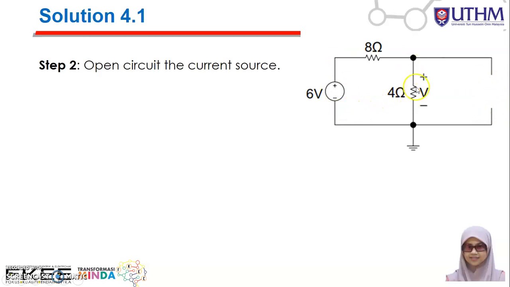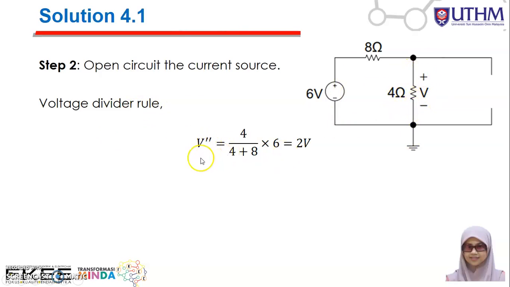Then you need to find the value across the 4 ohm. Based on this, you can just apply your voltage divider rule. You need to find the voltage across the 4 ohm, which here we call V double prime. V double prime will be equal to 4 divided by 4 plus 8 multiplied by the voltage source, which is 6 volt. So you get V double prime equal to 2 volt.